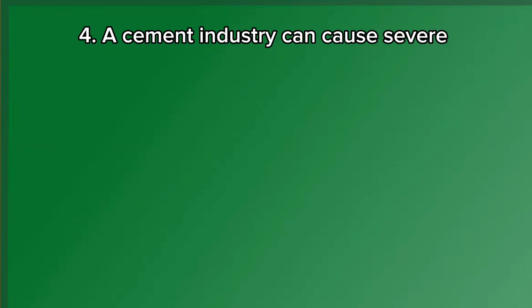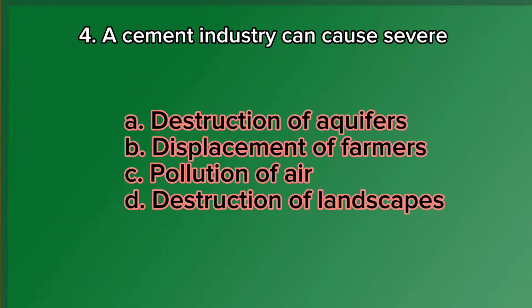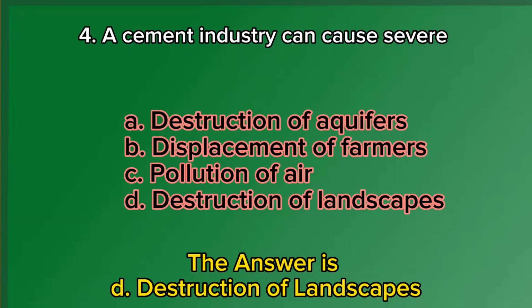4. A cement industry can cause severe A. Destruction of aquifers. B. Displacement of farmers. C. Pollution of air. D. Destruction of landscapes. The answer is D. Destruction of landscapes.